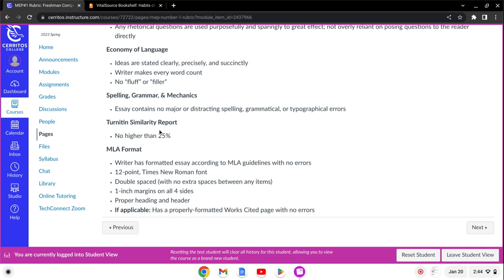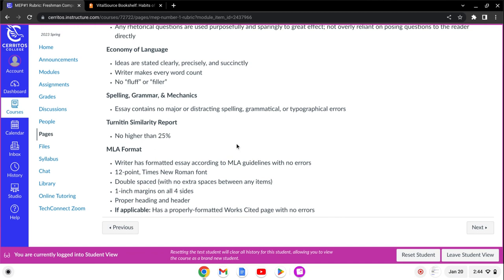All right, spelling and grammar mechanics. Essay contains no major or distracting spelling, grammatical, or typographical errors. I want you all just to take pride in the work that you submit. So proofread multiple times, make sure that you're spelling words correctly, make sure that as much as you can you're constructing grammatical sentences, and that it's not riddled with typos and misplaced punctuation marks and stuff that's kind of sloppy looking. Take pride in the work that you submit.